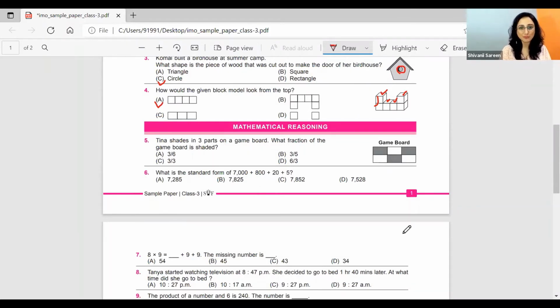Now let's move on to the mathematical reasoning. Question number 5. Tina shades in 3 parts on the game board. What fraction of the game board is shaded? So how many shaded boxes are there? 1, 2, 3. So on the top we will write the shaded boxes. Upon we write the total number. So total number, how many are there? There are 6. So correct option would be 3 upon 6. So 1 would be the correct option.